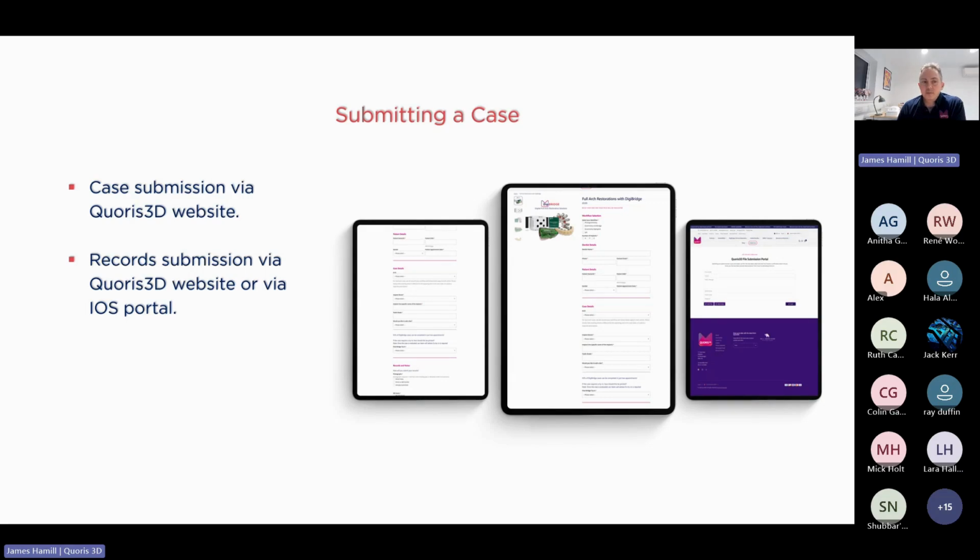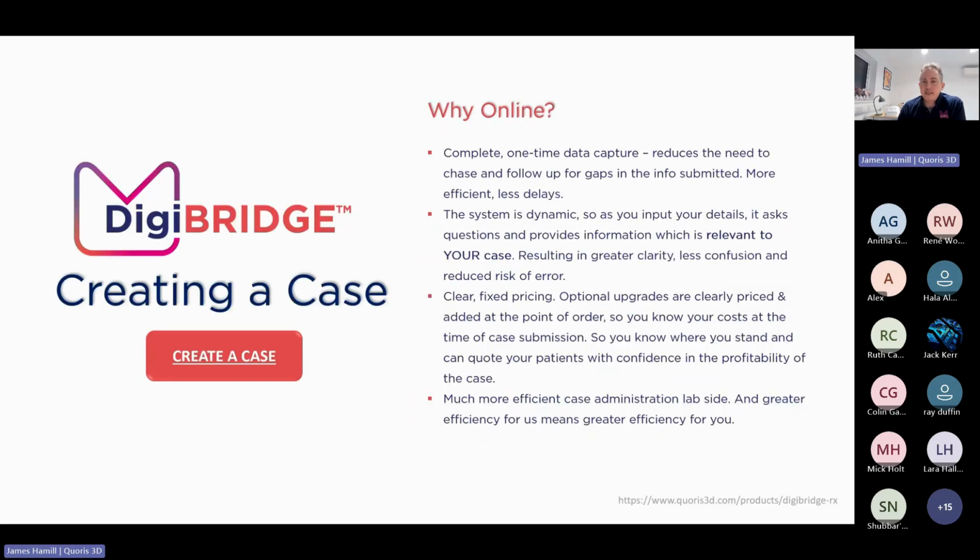And this works extremely well, but there's some very specific reasons why we want an online order. Online ordering is relatively new for dentists to order from dental laboratories. We do it for anything that is relatively complex, that requires quite a lot of information, because we find that having a complete one-time data capture massively saves time, not only in the practice situation, but also in the laboratory. It massively reduces the need for us to chase you.